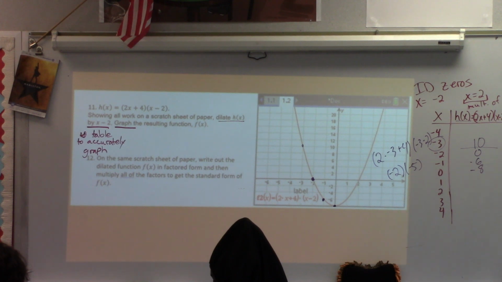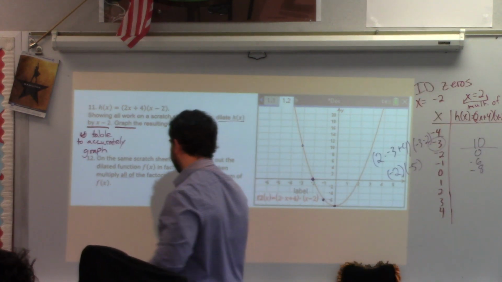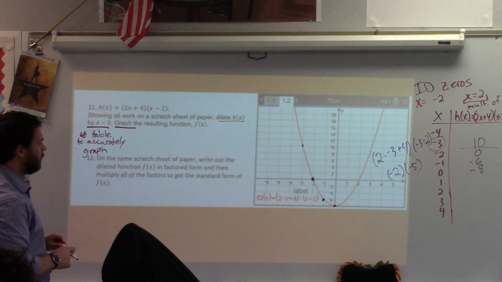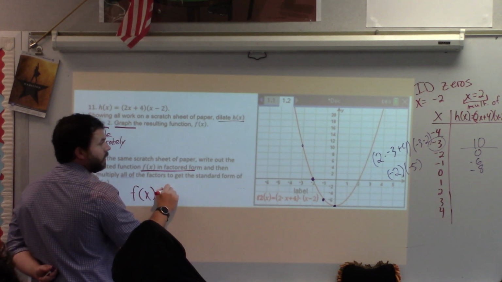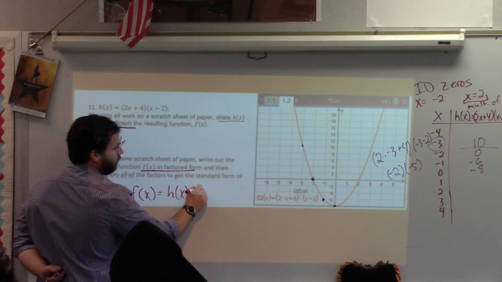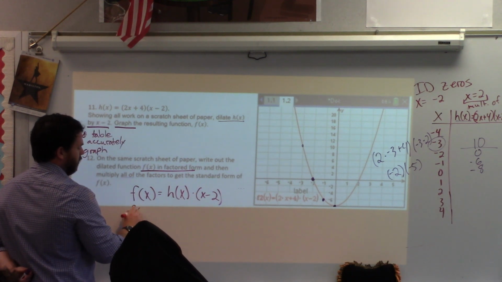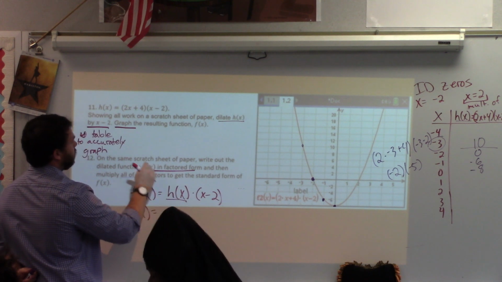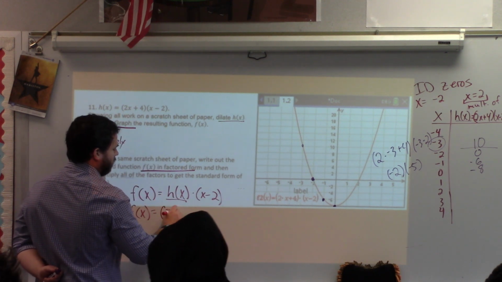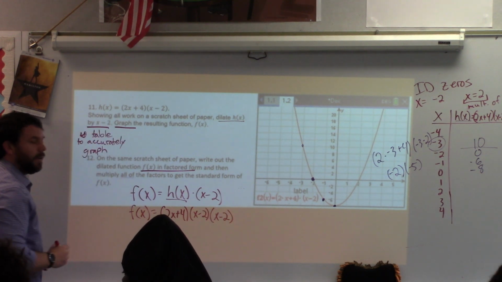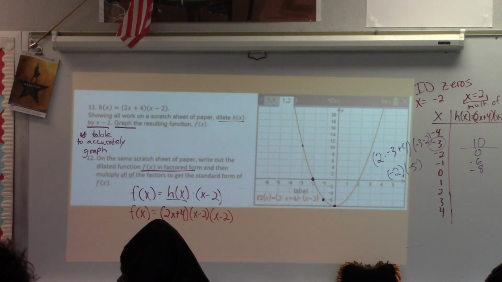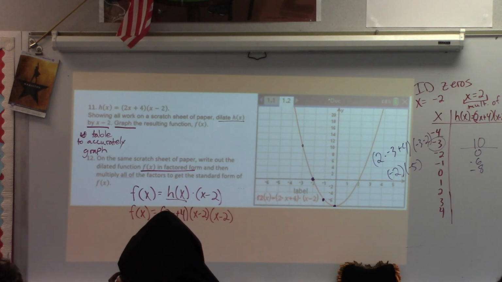And finally, for number 12, and then we're going to get back to working within our small groups. The last detail in number 12 is this. I asked you to write f of x in factored form, which we kind of already did a little bit. Remember, that's h of x, and we did a bell ringer on this yesterday. But remember, h of x was this expression. That's the factored form. How am I going to multiply all those factors out?